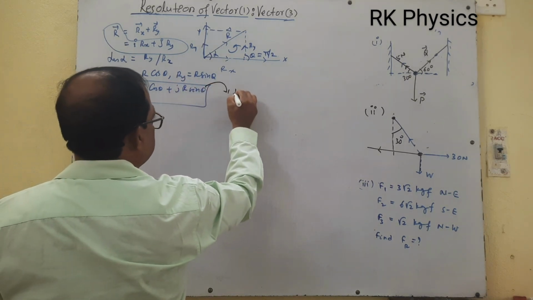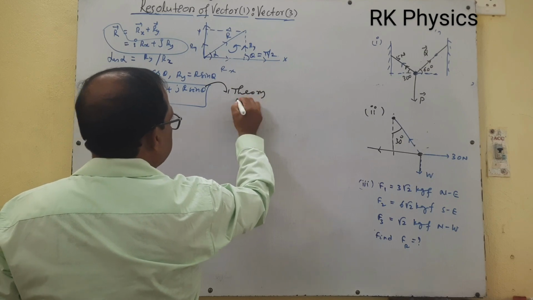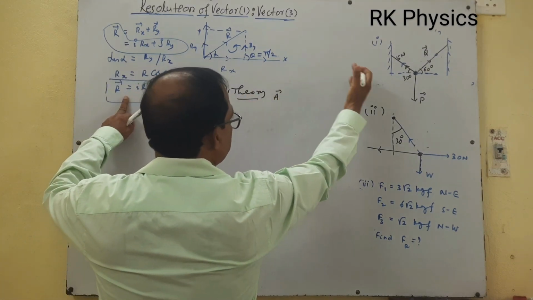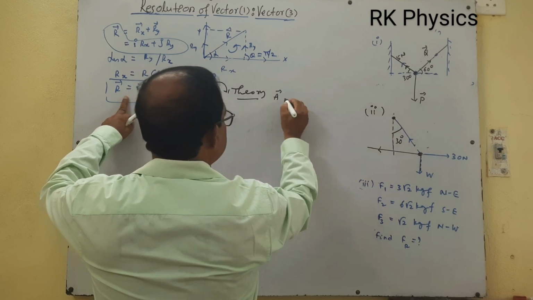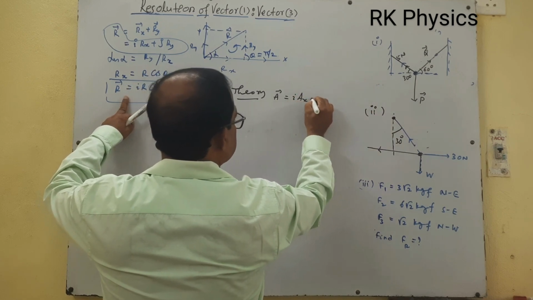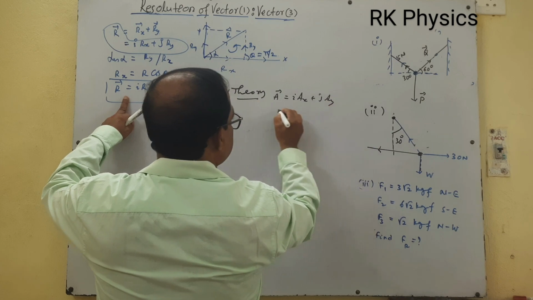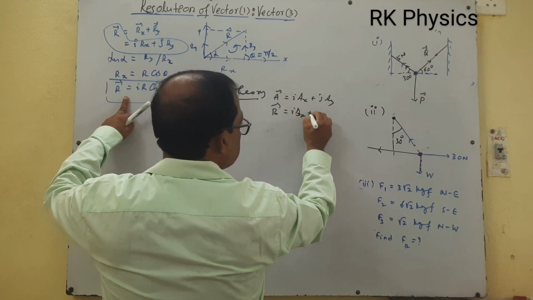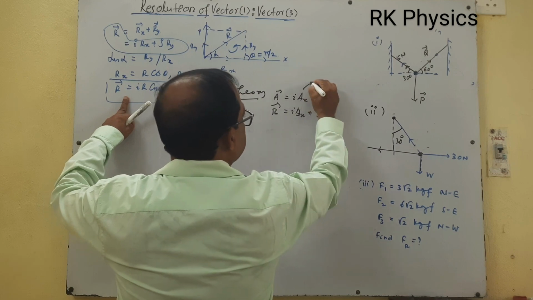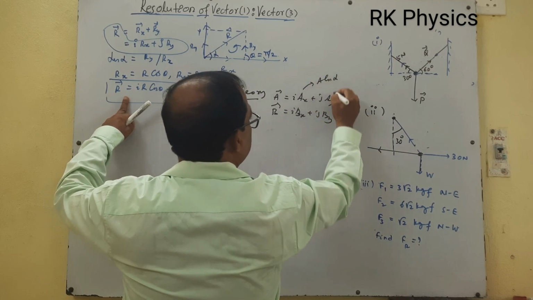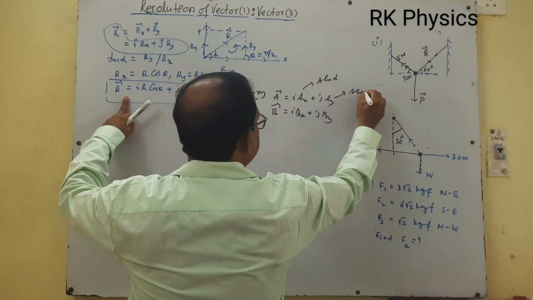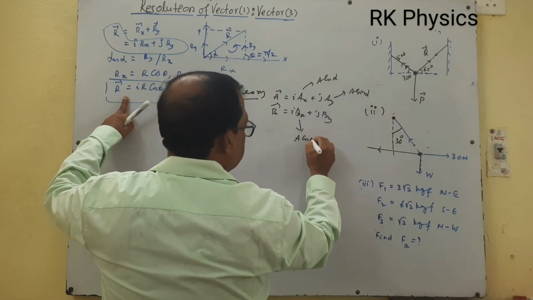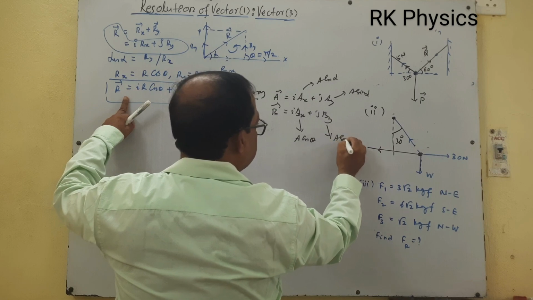This is your theory, but come to the practical. If you take a, it can be split into two parts. Then you write a equals i ax plus j ay, or b can be written as i bx plus j by. What is ax? This is a cos alpha. What is ay? This is a sin alpha. What is bx? This is b cos theta. What is by? This is b sin theta.